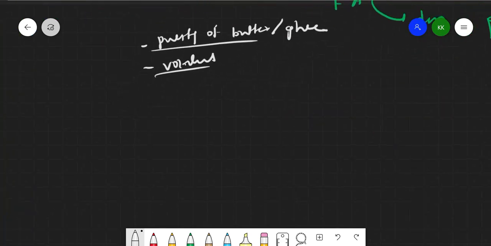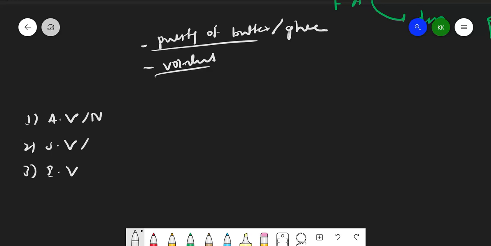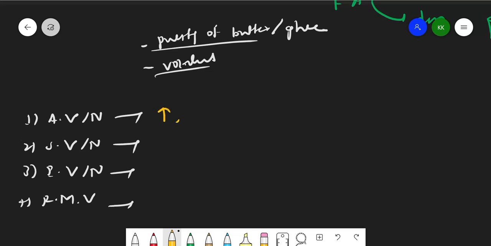So what I hope you remember: the first one is acid value, the second one is saponification value, the third one is iodine value, or you can write iodine number, no difference. And the fourth one is RM value, right? In acid value we measure how much fatty acid there is in the fats and oils. The greater the acid value, the more impure the fat, and its quality is not good because it contains more fatty acid.